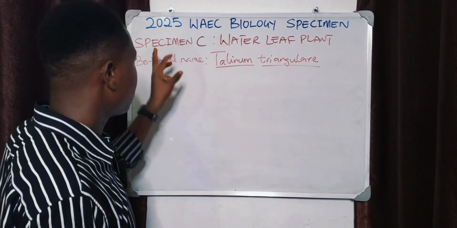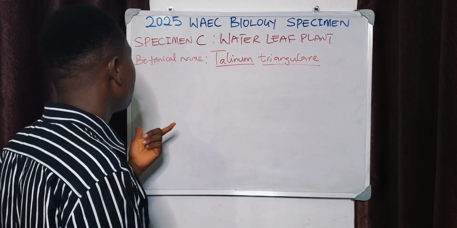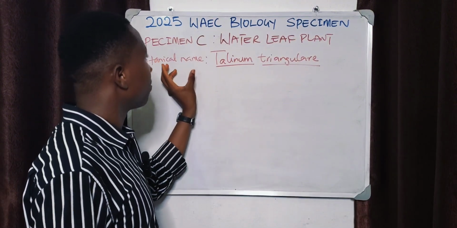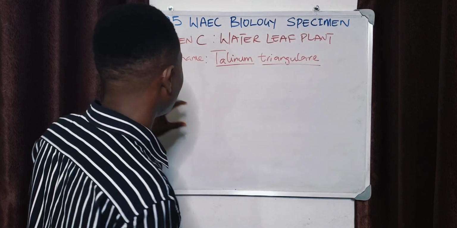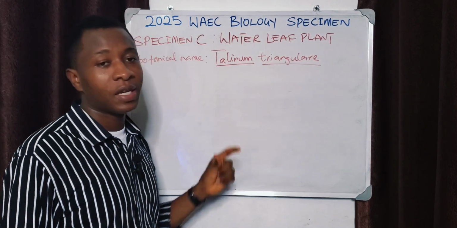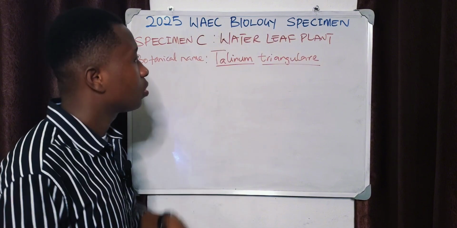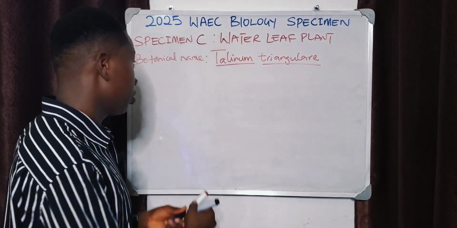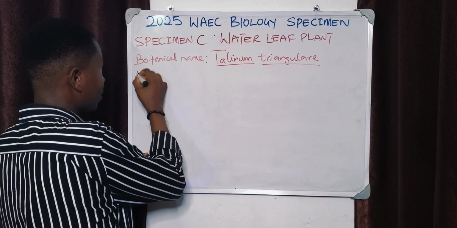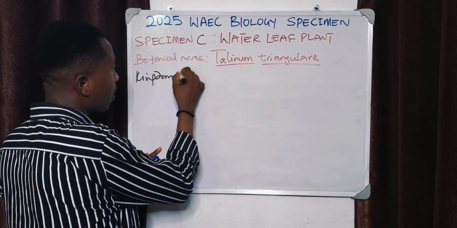All right, so specimen C is water leaf plants. So the first thing you need to know is the botanical name, which is Talinum triangulare. So that is the botanical name of water leaf plants. So what are the questions that can emanate from this particular specimen? Firstly, you should just know that since it's a plant, it is under kingdom Plantae.